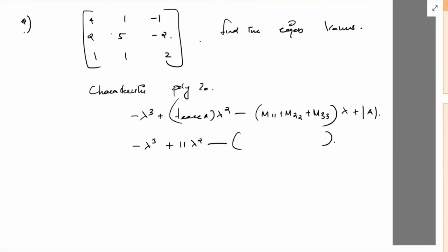What is m11? 5 into 2 minus 1 into, that is 12. Yeah, 12. m22 will be 6, that is 6, right? m33 will be minus 3. No, m33 means delete the third row and third column. That will be seven.